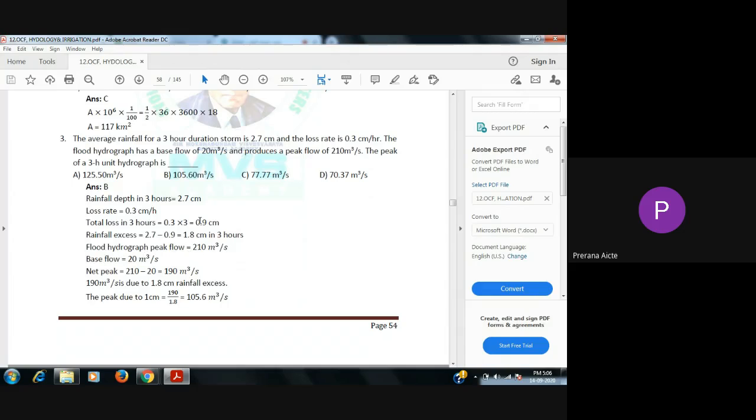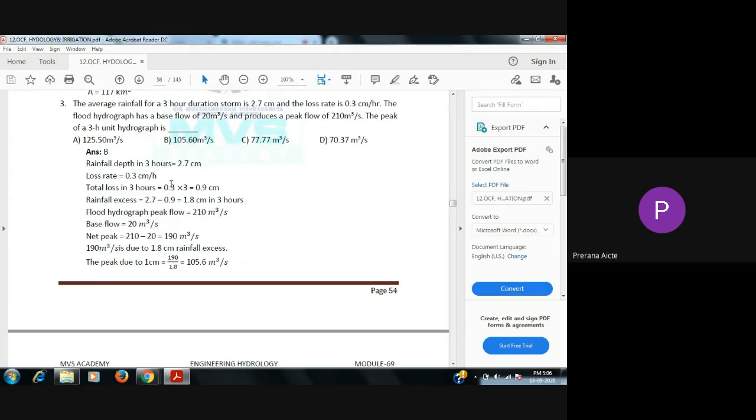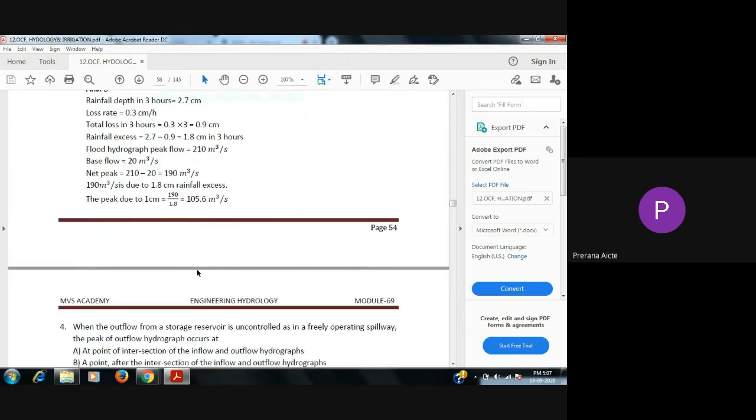Now, the flood hydrograph peak flow, how much actually? 210 meter cube per second. This is the flood hydrograph. The flood hydrograph includes surface, subsurface, and base flow. Then the base flow is given clearly. Now, if you separate the base flow, 210 minus 20, you get 190 meter cube per second. So this 190 meter cube per second is the direct runoff hydrograph, but for an effective rainfall of 1.8 centimeter. What is a unit hydrograph again? For 1 centimeter effective rainfall. So the peak due to 1.8 centimeter is 190 meter cube per second. For 1 centimeter, 190 by 1.8, 105.6 meter cube per second. It is the ordinate of the unit hydrograph. That is the unit hydrograph. Understand? Next.